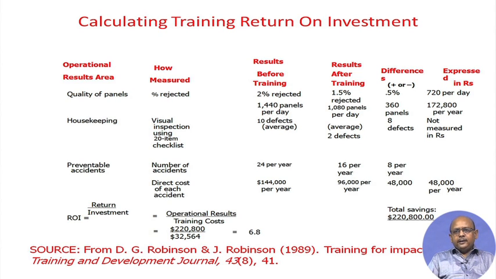So, if you are going to make an investment, even if you are able to convince the management by doing this kind of thing, probably you will be in a better position to tell your management that see how we have made a significant difference, and that is because of the training or these kinds of activities, right. And that is how we go about calculating both the costs and the benefit of a training program, right.